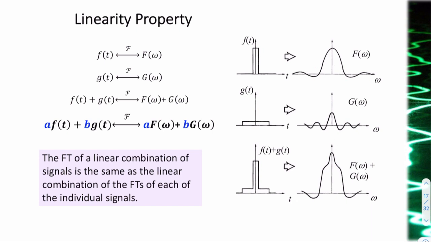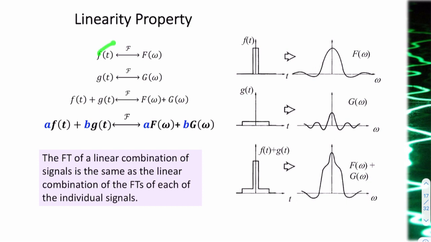The next property we're looking at is something called linearity. And if you like, linearity is a combination of two other properties, superposition and homogeneity. And we'll look at that more closely when we look at systems. But for now, let's think of linearity as allowing linear combination of signals. So let's say you had a signal f of t and another signal g. So f and g. If you were to add f and g, what would the corresponding frequency domain representation be?